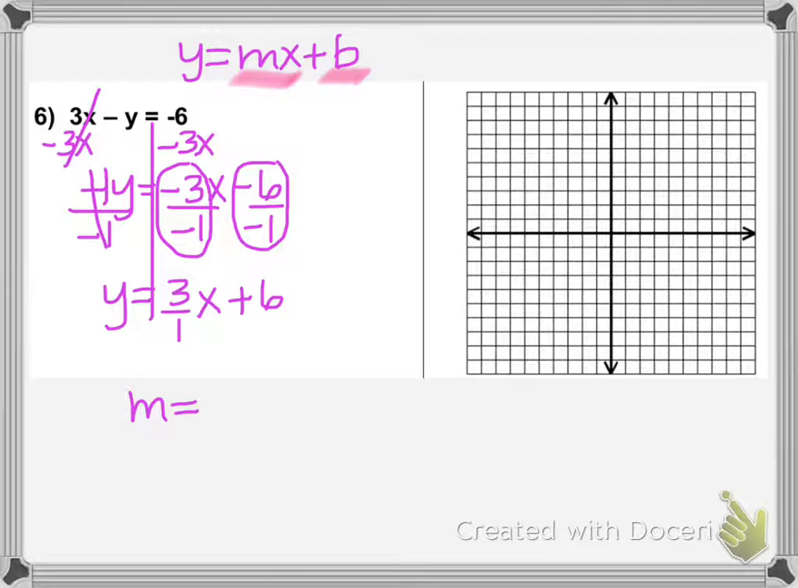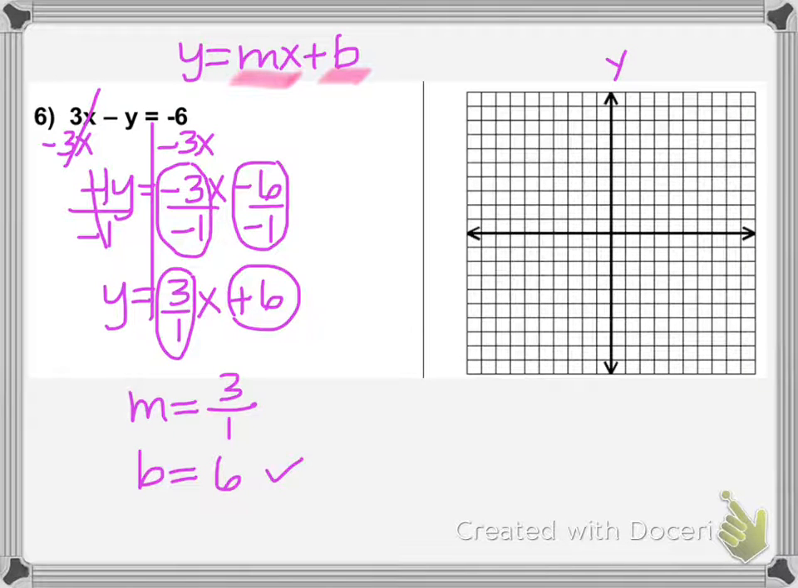Now we're going to identify our m and our b. So our m is the number in front of our x, which in this case is 3 over 1. There's our rise and run. The b is the number at the end, which in this case is 6. We're going to begin with b. So on our y-axis, we're going to go up to 6. 1, 2, 3, 4, 5, 6. Put a dot. Our slope is positive, so we want it to go up from left to right.